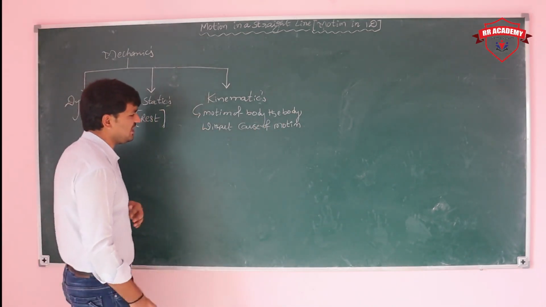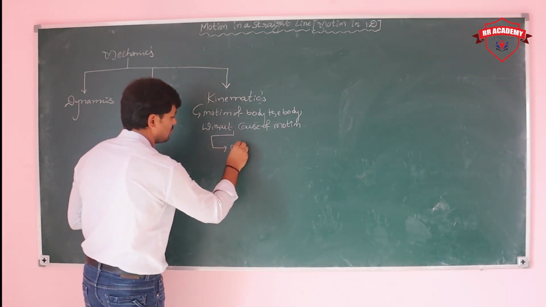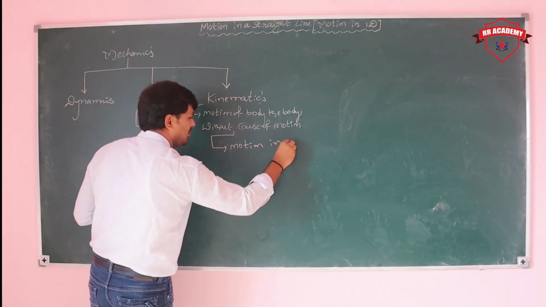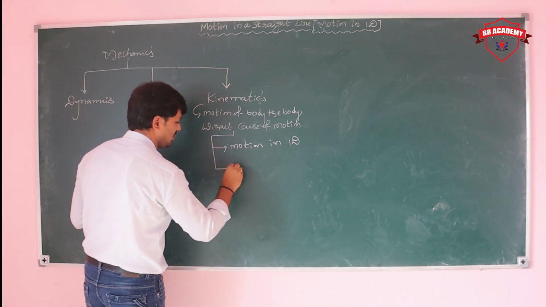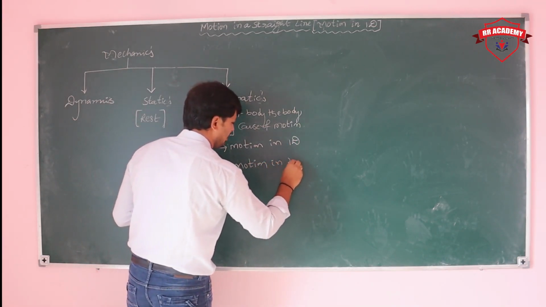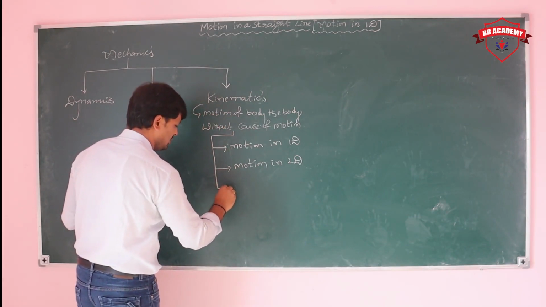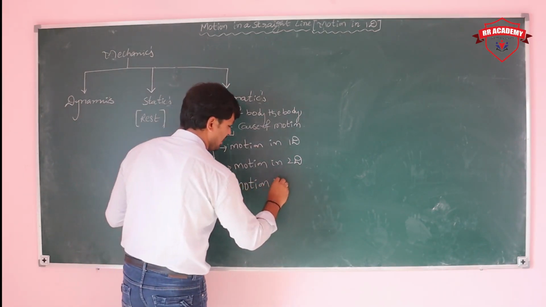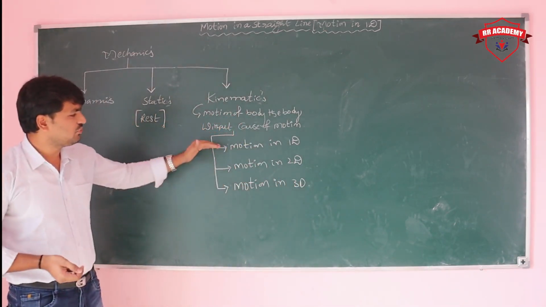This kinematics we can divide again into three parts. First, motion in 1D. Motion in 1D stands for one dimensional. Next, motion in 2D. Motion in 2D stands for two dimensional. And motion in 3D. 3D means three dimensional. Okay, we can discuss this deeply again.